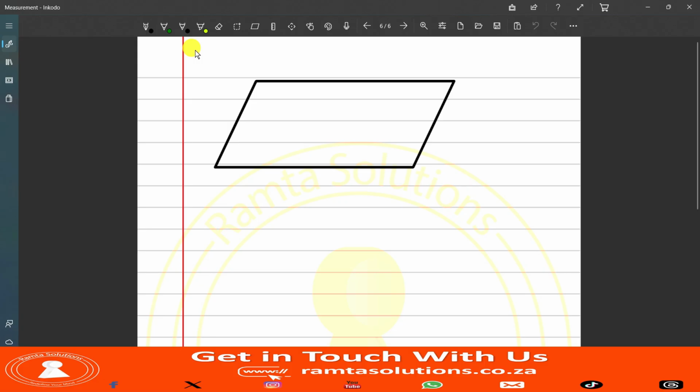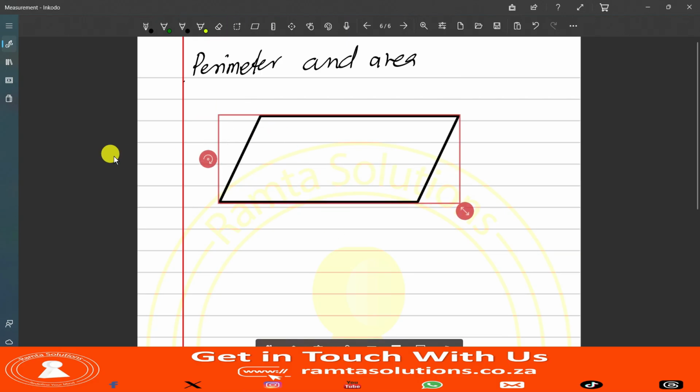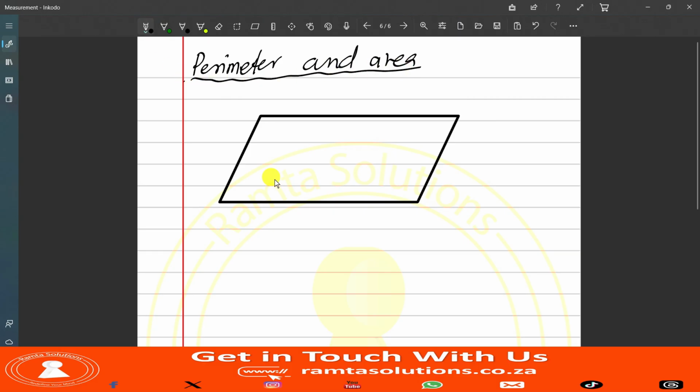So let's now talk about the perimeter and area. So let's say we call this side here B and we call this one here A. Then what is the perimeter? You know the perimeter is the sum of the sides of a shape, right?